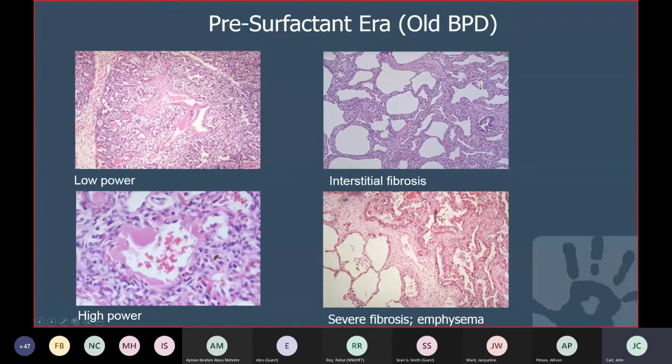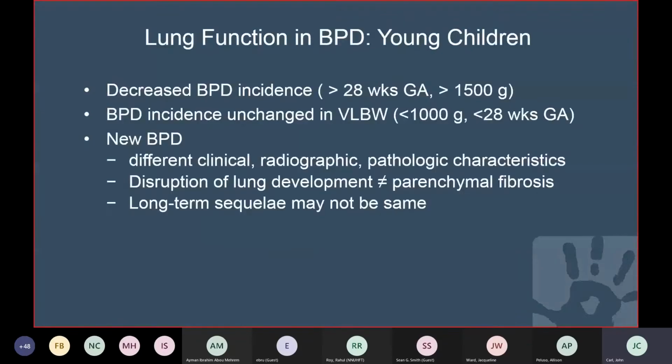And we're going to see some radiography and some other cartoons later about what this represents and the heterogeneity of lung damage. Later in the new BPD, it is also possible to have changes that are consistent with this type of photohistomicrograph. So in young children, there's a decreased BPD incidence for those children over 28 weeks, but the incidence is unchanged for very low birth weight infants, that is, those less than 1,000 grams.